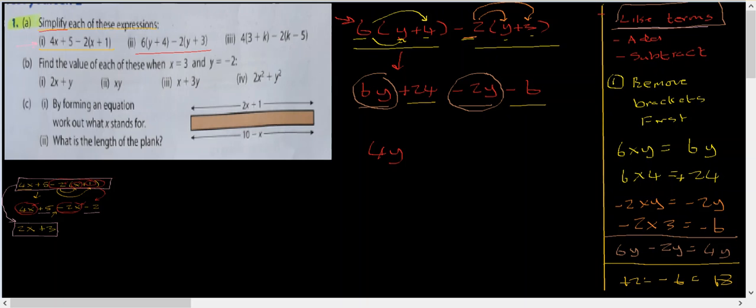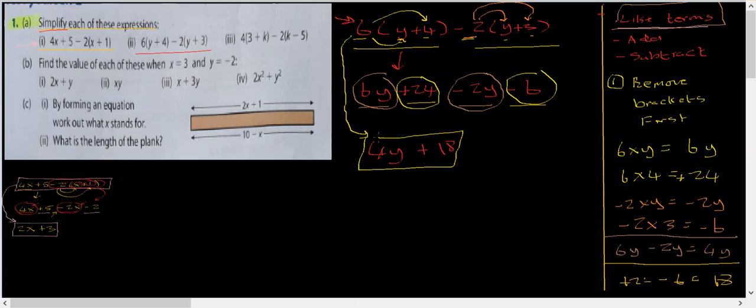Okay, and we can just bring that down. So that's equal to 4y plus 18. So what we've done is we have taken these two like terms and we've collected them up. So now we've gone from this expression to this expression, which is a much simpler expression. So we have simplified this expression. Okay, so that's part 2. So let's move on to the next one.